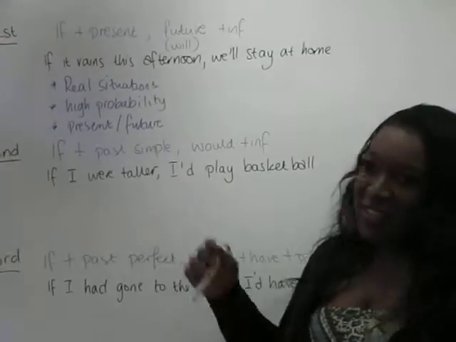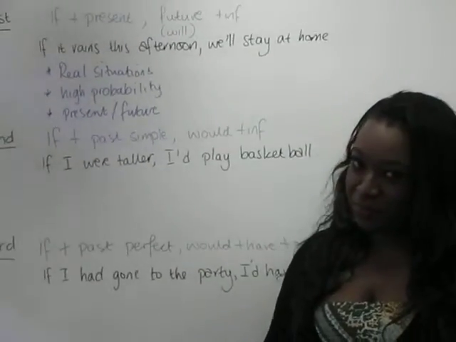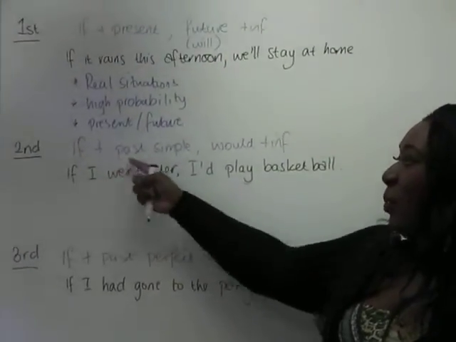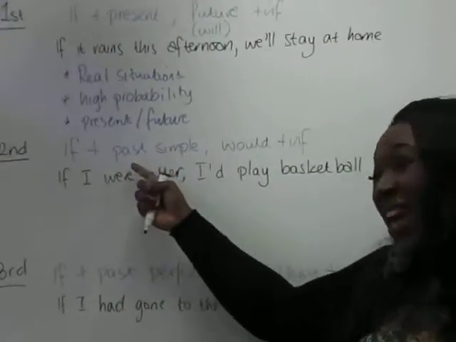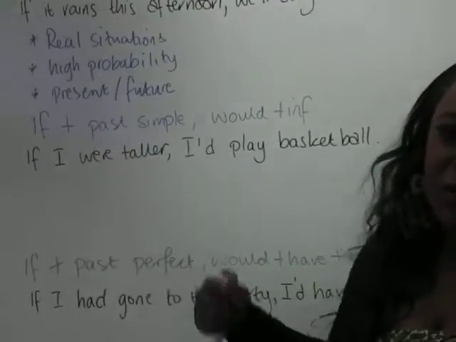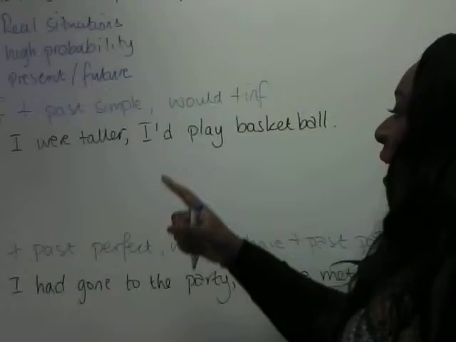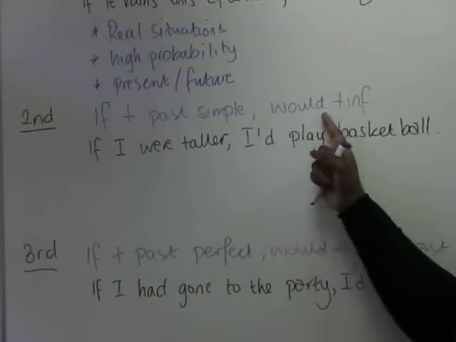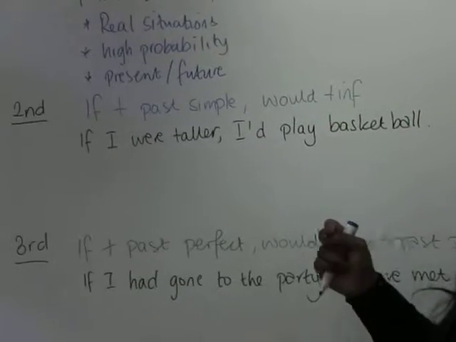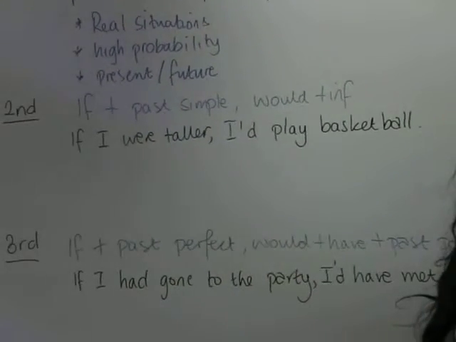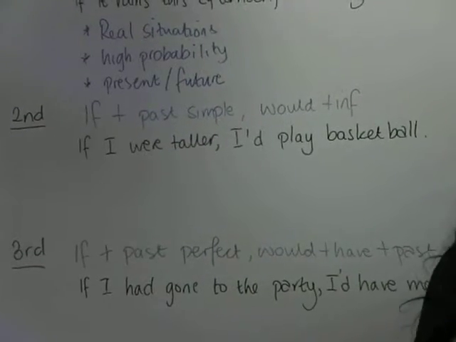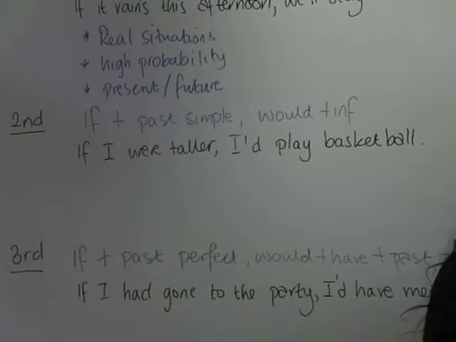Now let's compare this to the second conditional. So the structure for this one is if plus past simple. We can use the past continuous as well, but usually you'll find it in the past simple. In the second clause, we use would plus infinitive. Again, you might change would to another modal verb, but would is the most common. Let's look at an example sentence to see if we can work out the meaning.